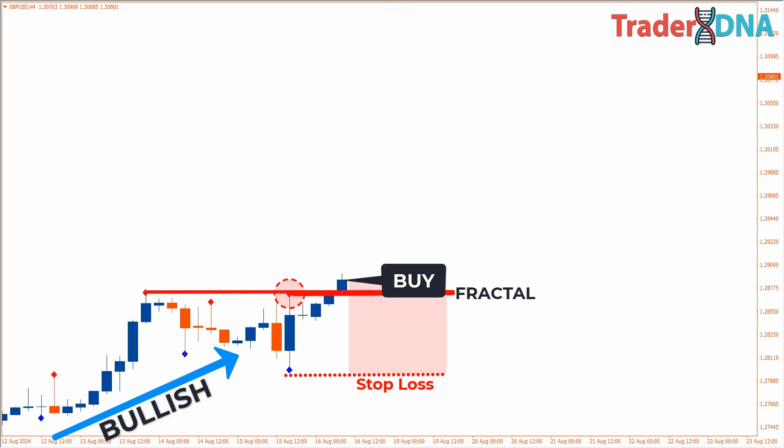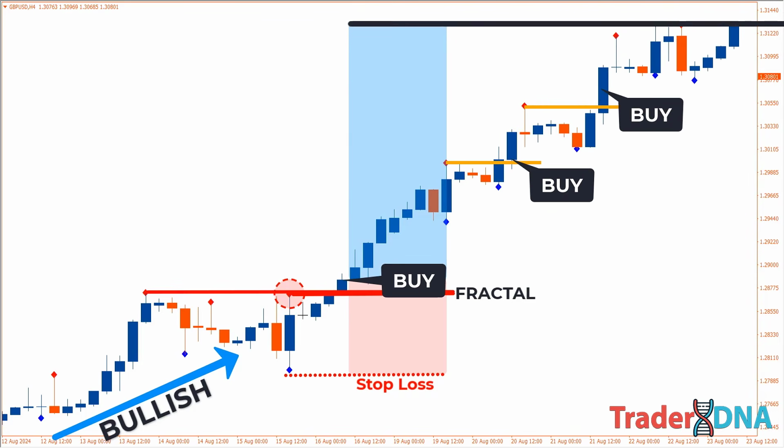That's our green light. Your actual entry point isn't when the fractal arrow shows up. It's when the first candle officially breaks above and closes above that fractal candle. That's the secret sauce. It's like the market raising its hand and saying, yup, I'm really ready to move up now. And because we're waiting for confirmation, we're slashing the risk of getting trapped by fake signals.